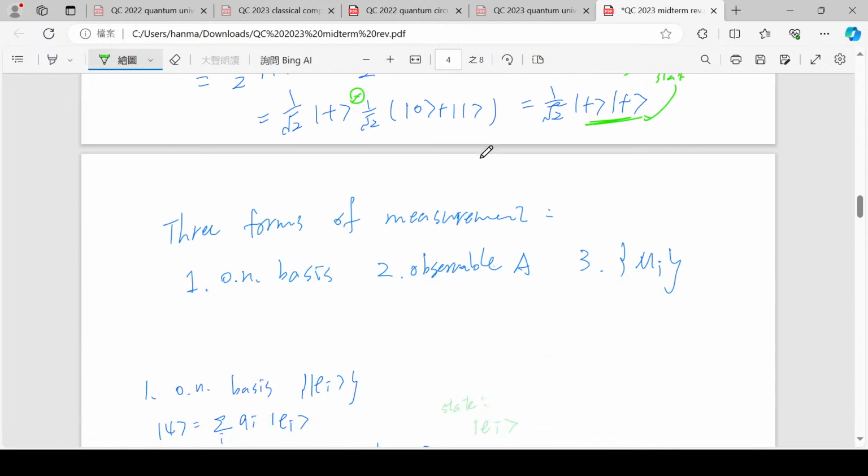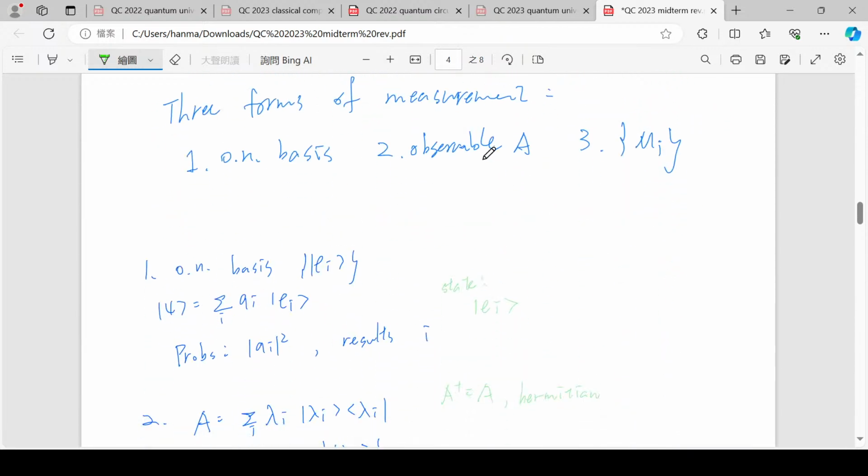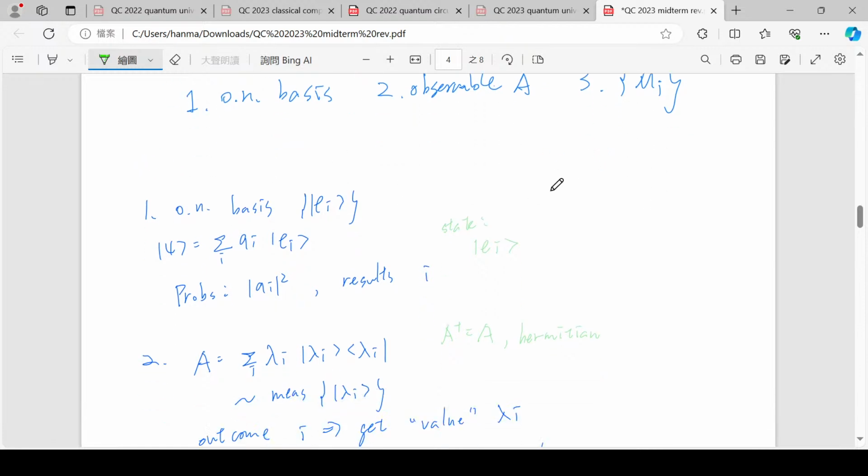And talking about measurement, let's review measurement once again. As we said, there are a lot of measurements, so we actually have 4 of them, but anyway, we have like 3 forms of measurement. There's the computational basis measurement, which is a very obvious specialization of the first one. The first one is you measure on an orthonormal basis e_i.